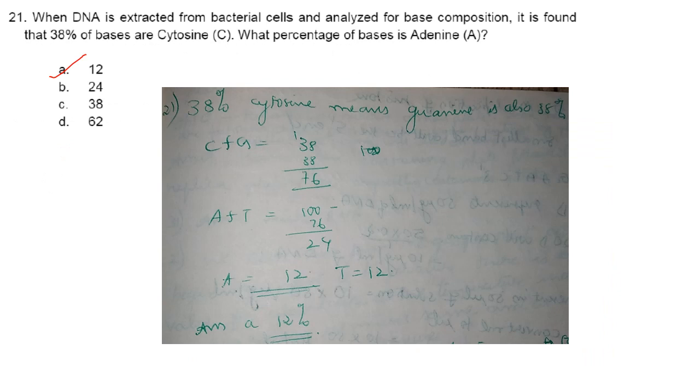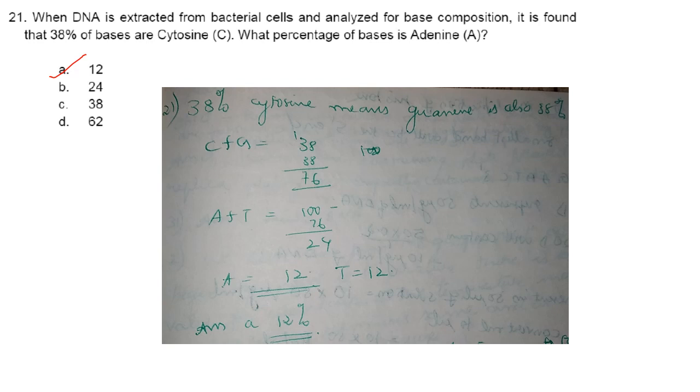Then, when DNA is extracted from bacterial cells and analyzed for base composition, it is found that 38% of the bases are cytosine. What percentage of the bases is adenine? So 38% of cytosine means guanine is also 38%. Both combined together give 76.